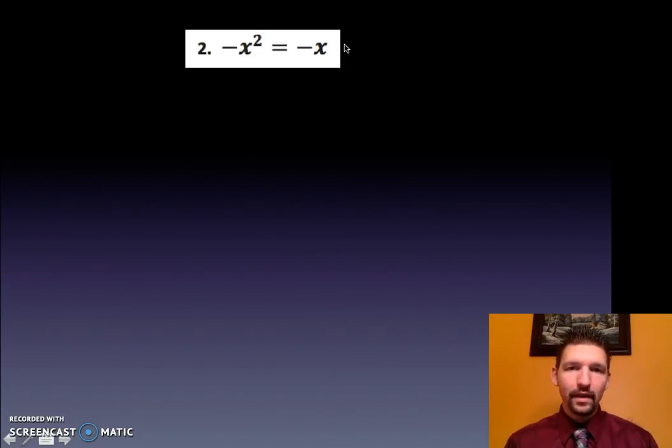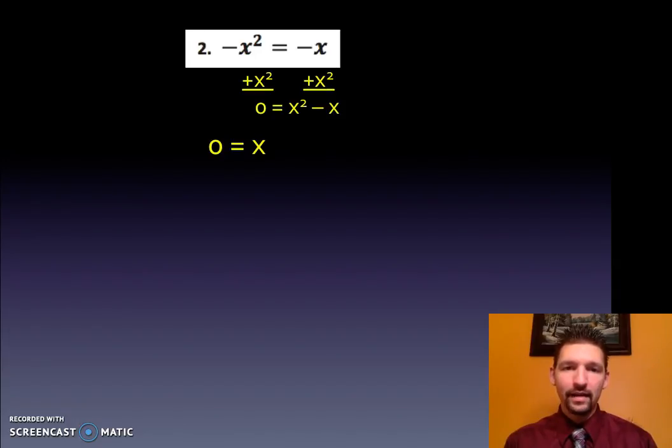This next problem is a little bit different. You'll notice it looks simpler because there's a lot less pieces to it. We have negative x squared equals negative x. So what we want to do here is, since this is a negative, we want to move it to the other side. So we're going to take this piece and we're going to bring it over here by using a positive x squared. So what will happen is these two will cancel out, and we'll be left with 0 equals x squared minus x. And this could say x squared minus x equals 0. It doesn't matter which side the equals 0 is on, it gives you the same result.